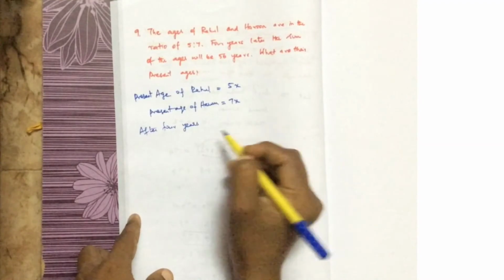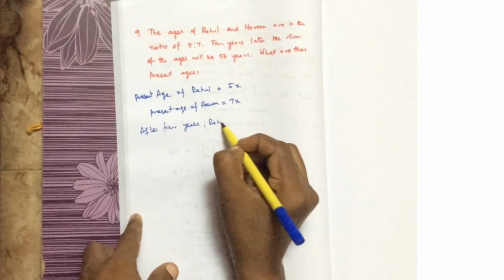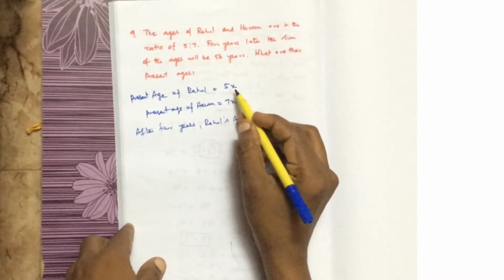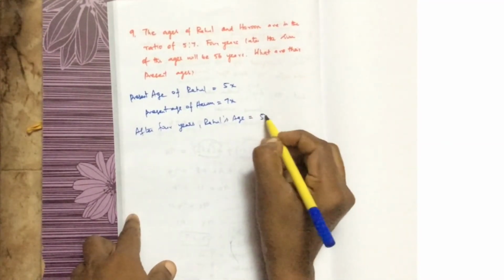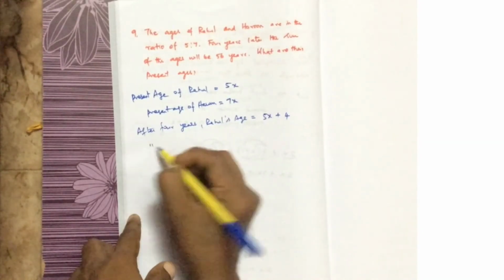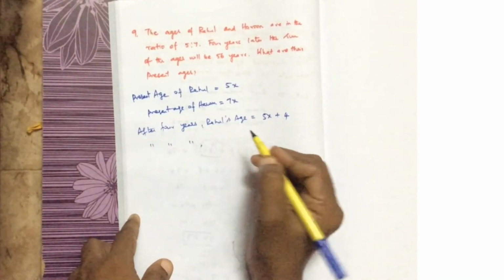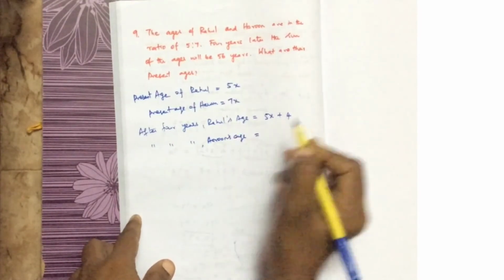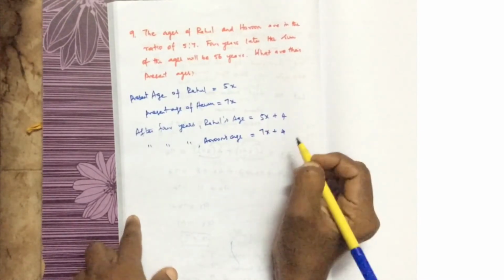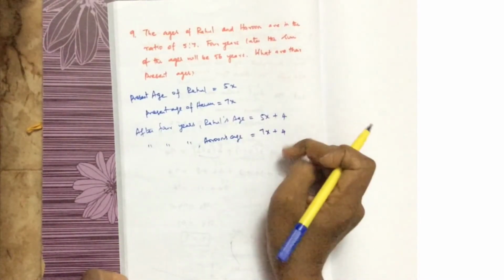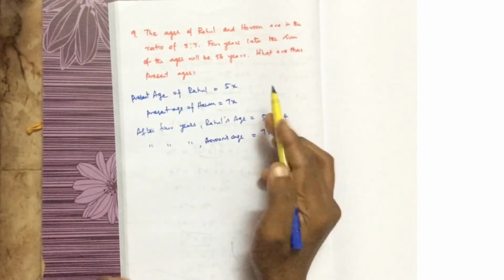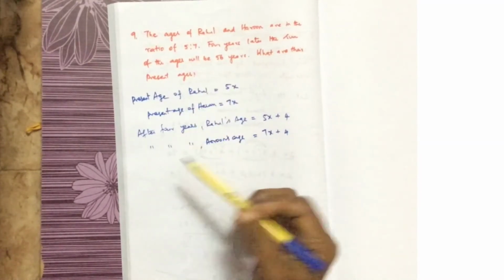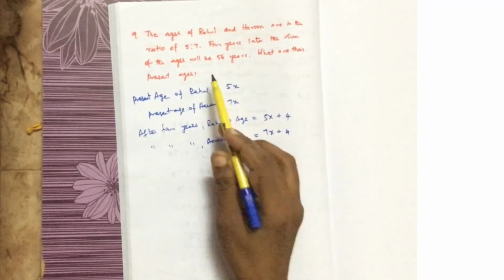After 4 years, Rahul's age. Now Rahul's age is 5x. After 4 years, Rahul's age will be 5x plus 4. After 4 years, Harun's age will be 7x plus 4. This is the present age; if after 4 years, you have to add 4 to that. So after 4 years, the sum of their ages will be 56. After 4 years, if you add the ages, it will give 56.